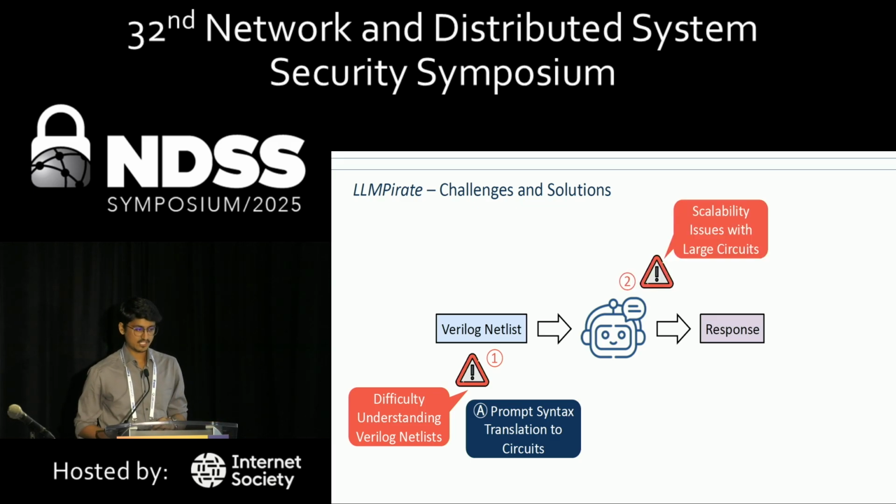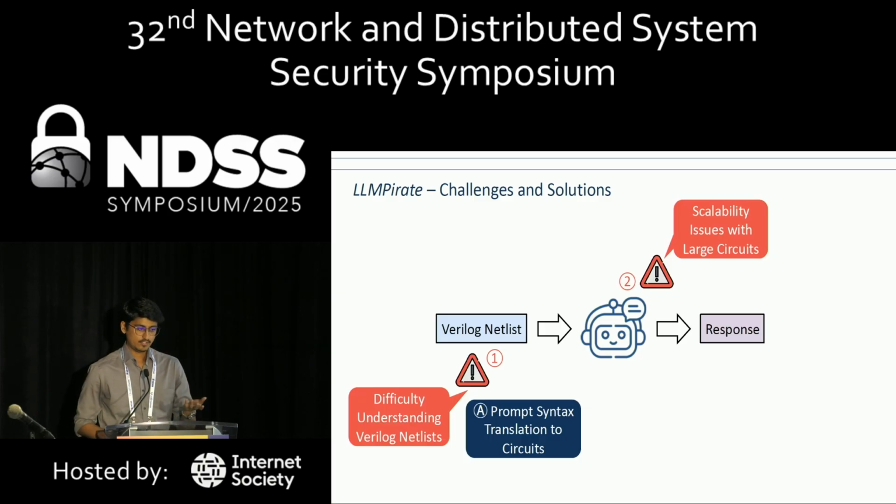The second issue that we came across when we tried to scale this is that Verilog netlists are huge. They contain hundreds of thousands of gates sometimes. And the context windows of language models are typically of the order of tens to hundreds of thousands of tokens. So we cannot fit the entire Verilog netlist into the language model to prompt it and generate a pirated netlist. So the obvious solution here is we divide and conquer.